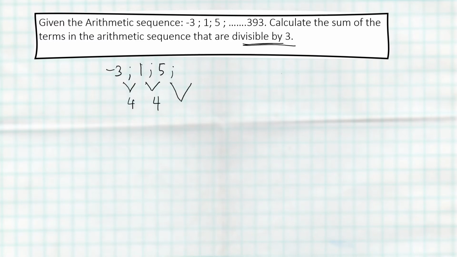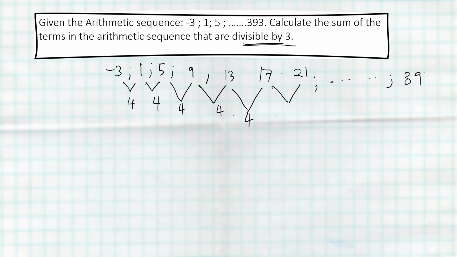So to get the next term, I'm going to say 5 plus 4 is going to give me 9. To get the next term, it's going to be 9 plus 4, which gives me 13. Then the next term is 13 plus 4, which gives me 17. Then again, 17 plus 4 gives me 21. So we can just end there, and say it's going up until 393.